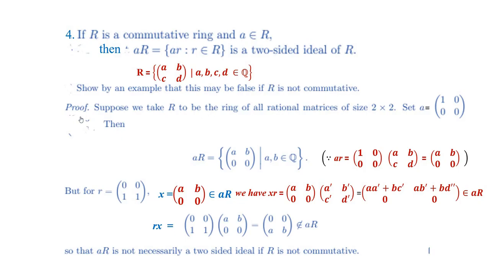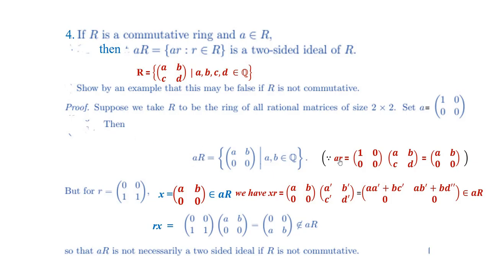Now, we are asked to show by an example that this may be false if R is not commutative. So, suppose we take R to be the ring of all rational matrices of size 2 cross 2. We know that matrix multiplication is not commutative. So, we have a ring which is not commutative, and we shall consider a to be this particular element in capital R.